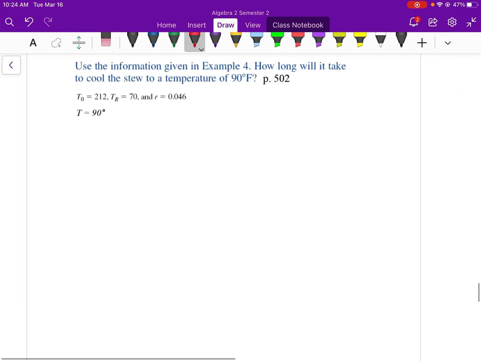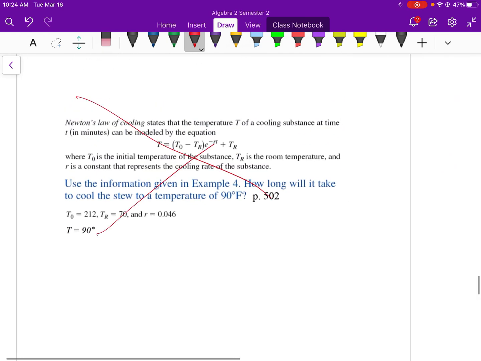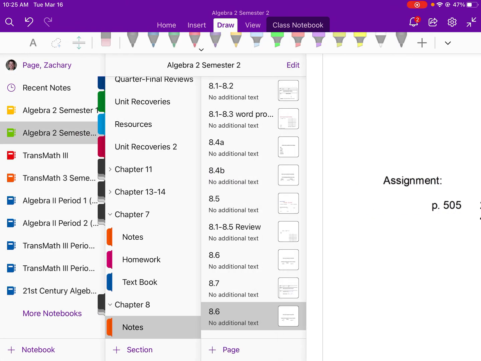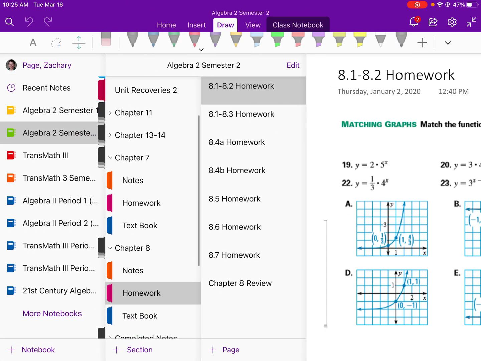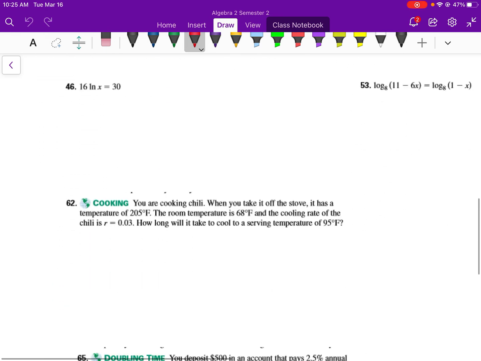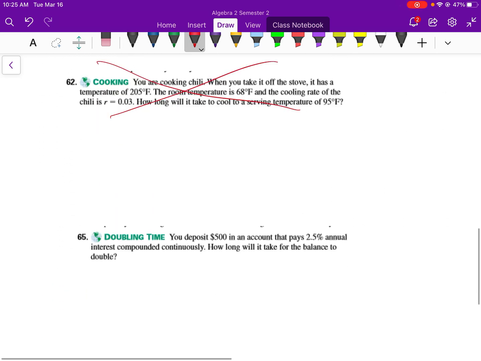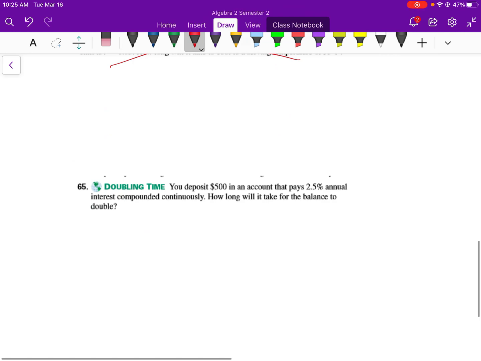All right, so those are the different types of situations you will see when solving logarithmic and exponential equations. Homework then: 8.6 homework, different types of equations to solve there. Don't worry about number 62. Number 65, you're going to have to set up an equation for that one.